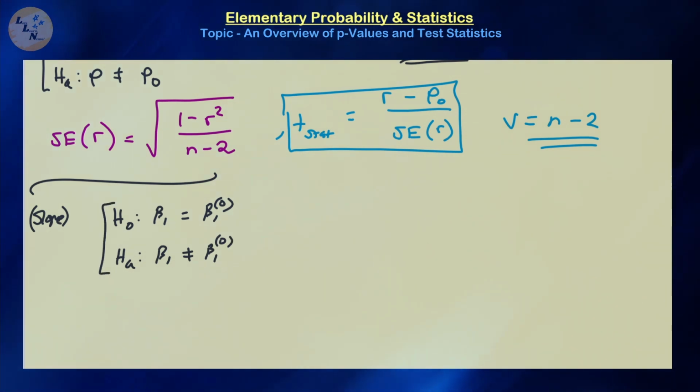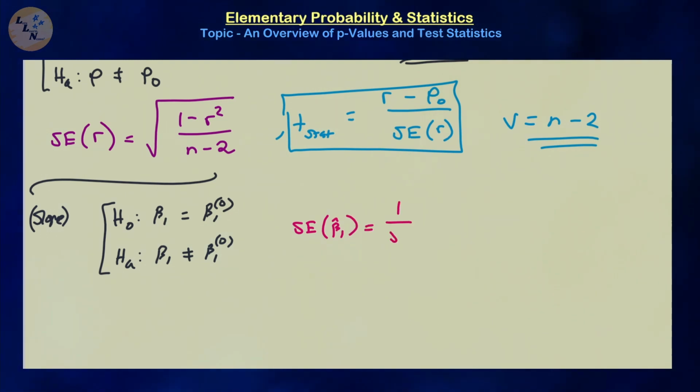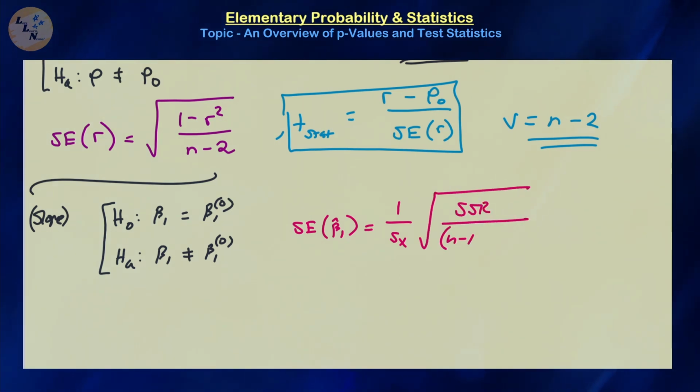So first thing we need is a point estimate, which is going to be beta hat 1. And that point estimate is going to have a standard error, which one can show is going to be equal to 1 divided by the standard deviation of our domain variables times the square root of the sum of squared residuals divided by the product of n minus 1 times n minus 2.